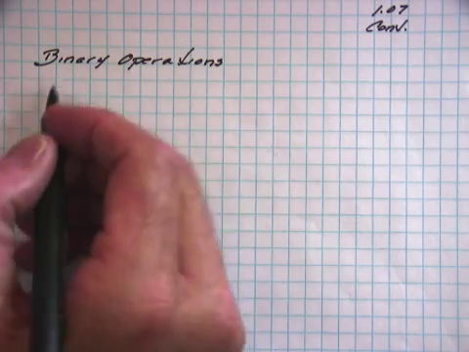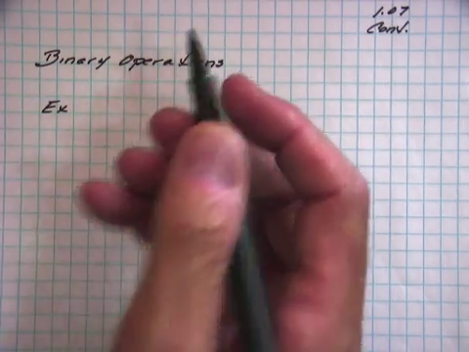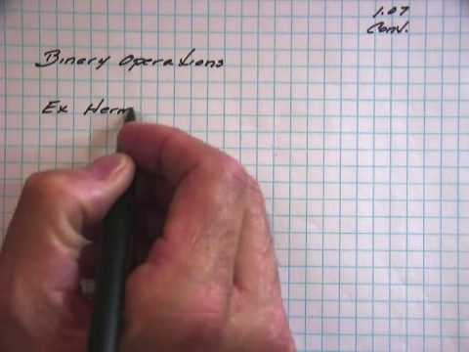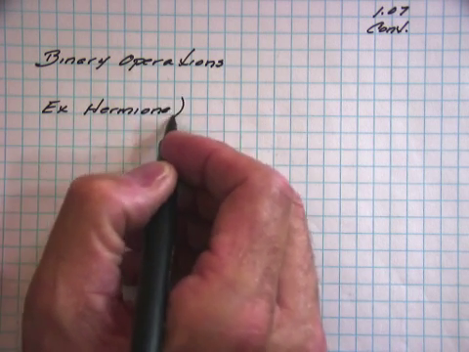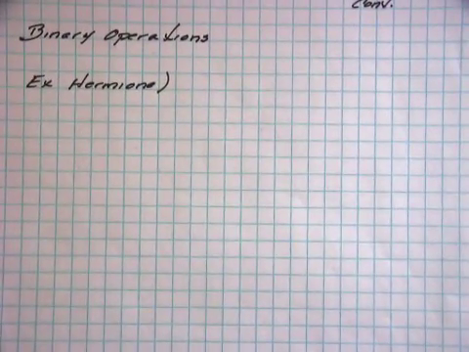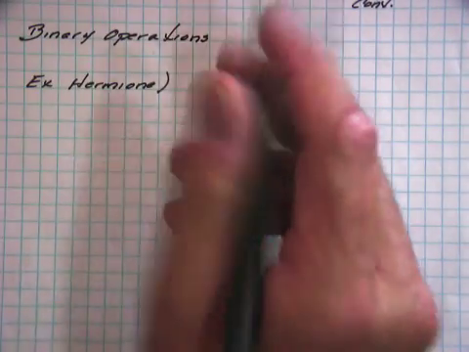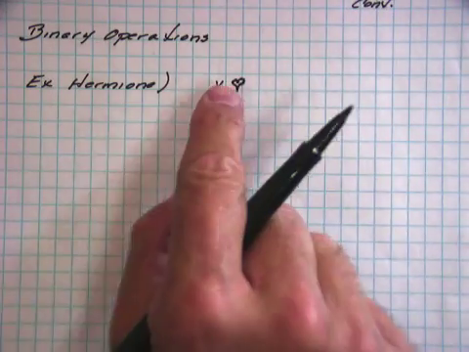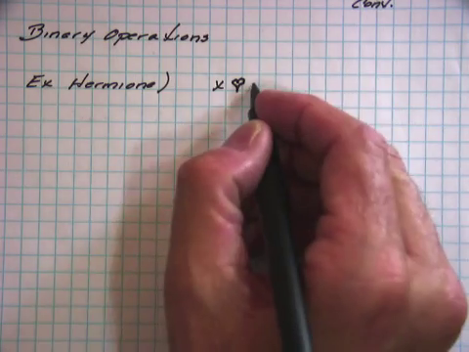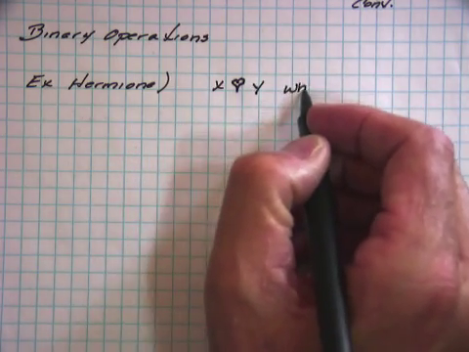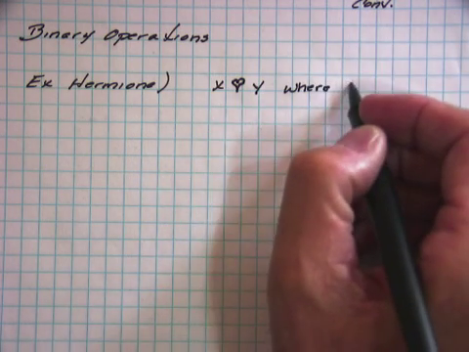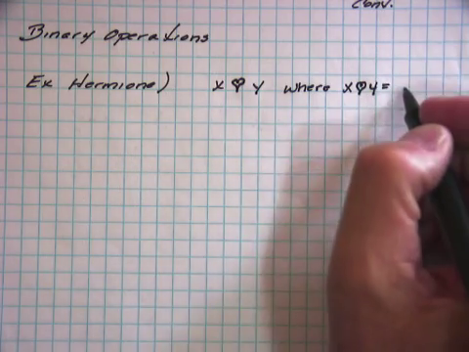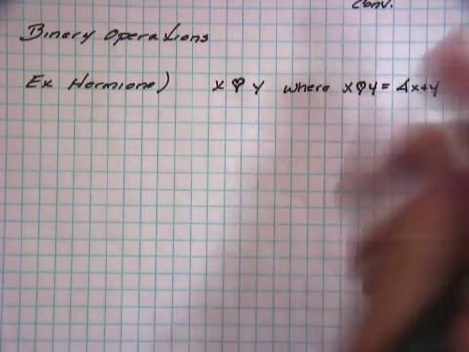Let's take a look at an example. We were doing Harry Potter characters, so we'll stick with that. We'll go Hermione. So this is example Hermione. And what we're going to do is say that if I take a number, right now we'll just call it x, and I've invented this new operation, and I'll call it a heart. So x heart y, where x heart y is equal to 4x plus y.